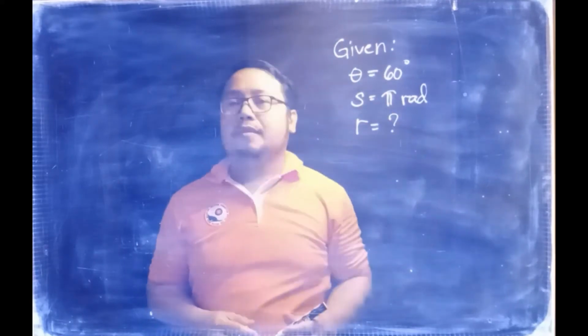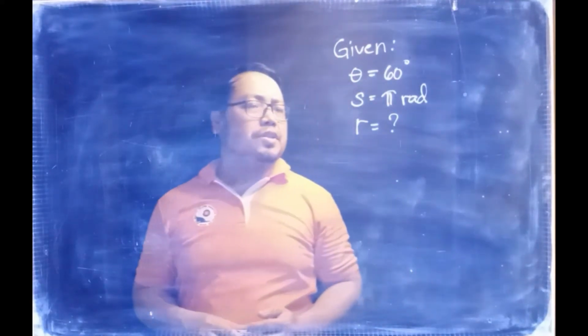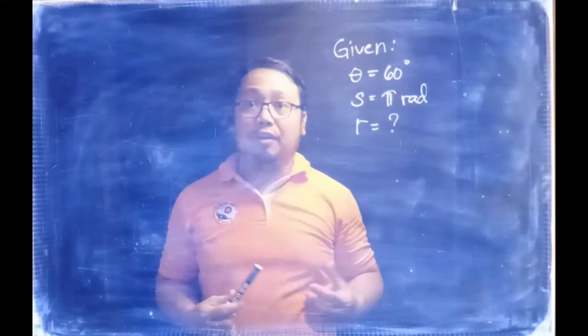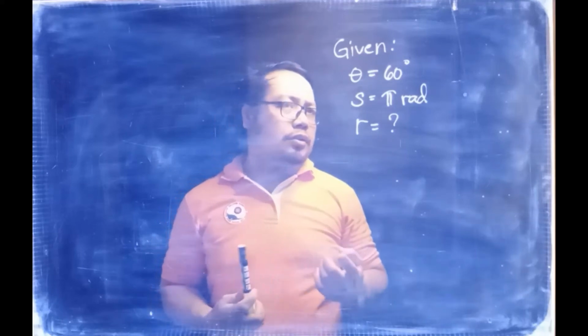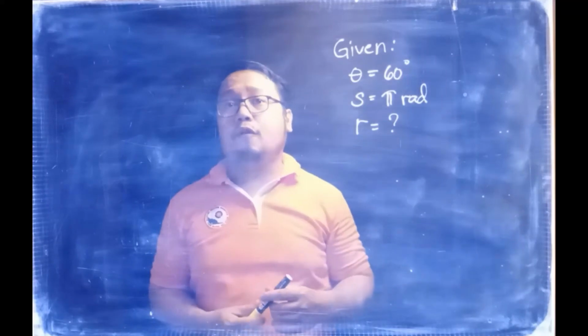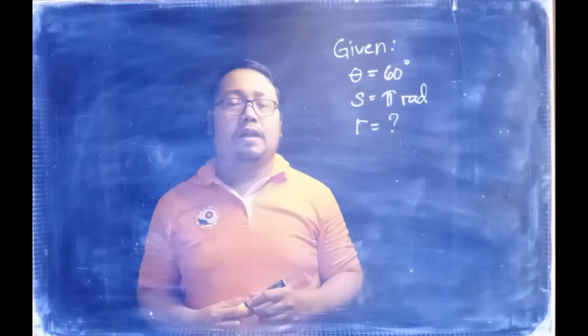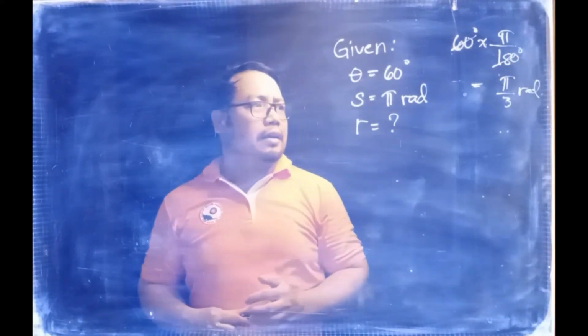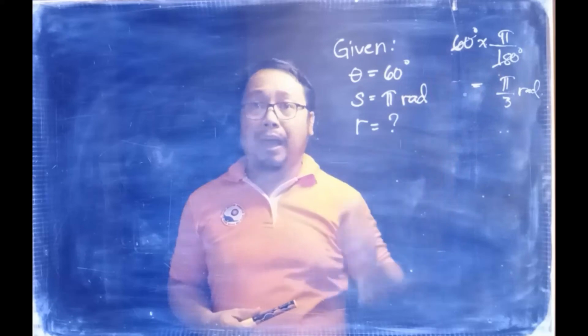But this time we're not going to solve for the arc length. Arc length is given here, same with the central angle, and the one missing is the radius. Given your central angle is 60 degrees, your arc length is pi, find the length of the radius. But take note, our central angle should be in radian form, but we're given in degree form. So we need to convert this one to radian form. So our central angle now is in radian form, pi over 3.